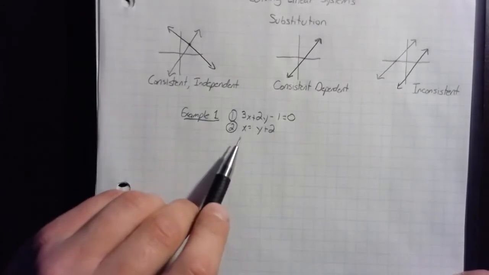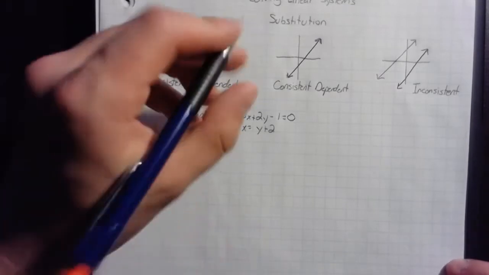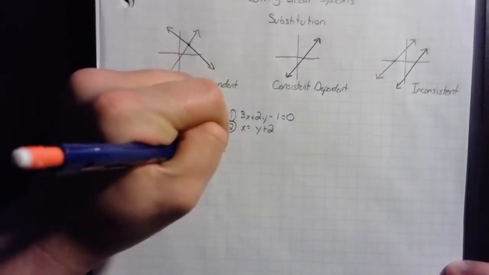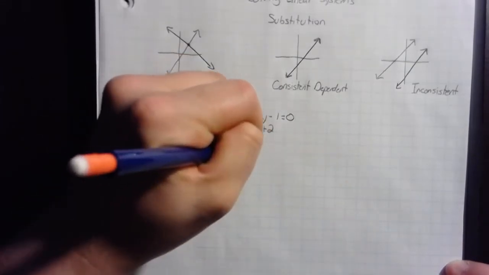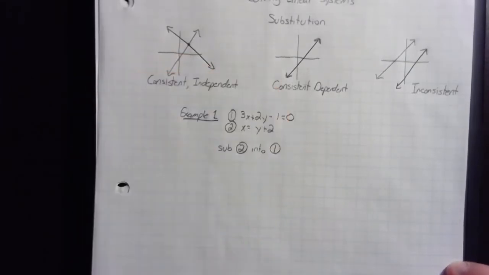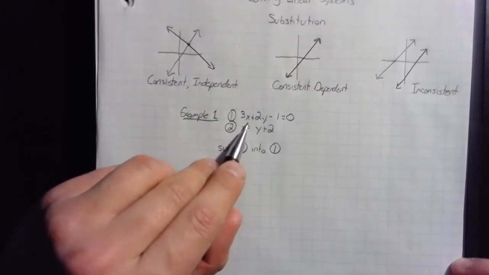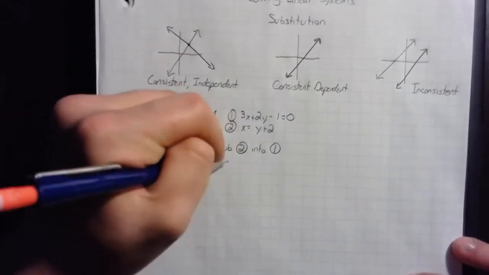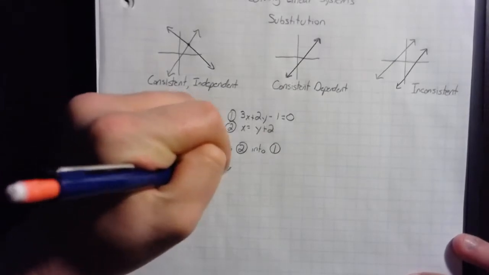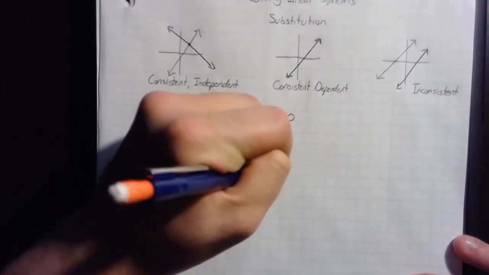So I notice that in my second equation, it's already set as x equals something. So what I want to do is sub equation 2 into equation number 1. And in doing that, I get rid of my x variable in my first equation, and I'll be solving for my y variable. So I'll show you what that looks like. Subbing 2 into 1 gives me 3(y plus 2) plus 2y minus 1 equals 0.